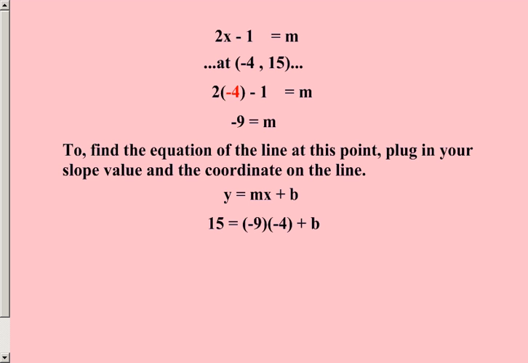So plugging in the values that I know, we've got 15 equals -9 times -4, plus b. And of course, that's 36 on the right. And when we isolate the b, we've got a slope-intercept way down on the y-axis at -21. And now you have all the information you need to assemble your line. The equation of the line that is tangent to the curve at (-4, 15) is y equals -9x minus 21.